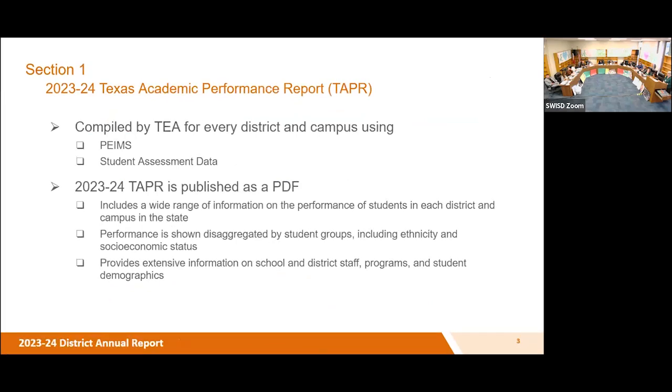So the first part of our report is the TAPR, the Texas Academic Performance Report, and you have a copy in front of you. It's quite comprehensive. It uses data from 2 different sources, from PEIMS and from our student assessment data. And it is published as a PDF. There's an online version, and then there's the PDF version, which has a very wide range of information on performance of students that's been disaggregated by groups, and then also extensive information on school and district staff, programs, and student demographics.